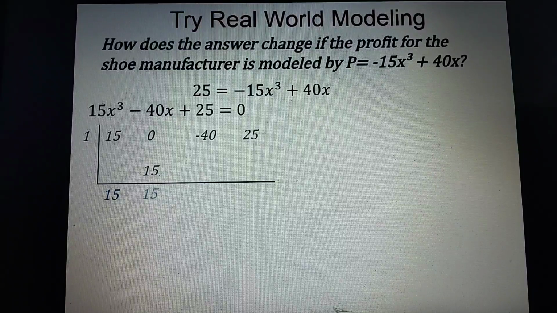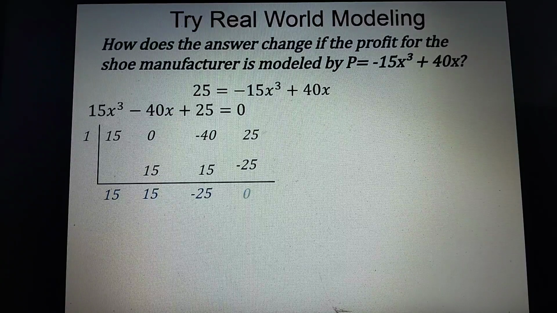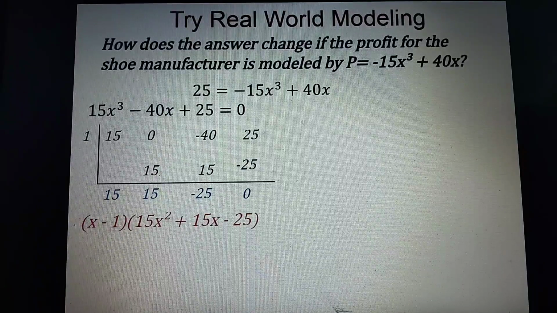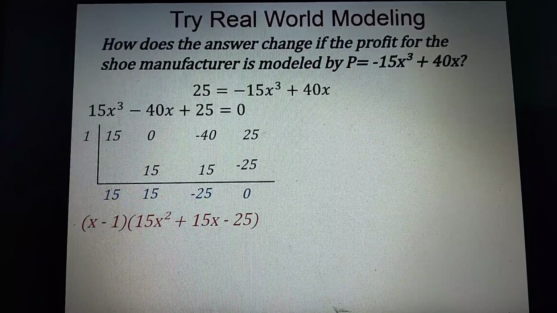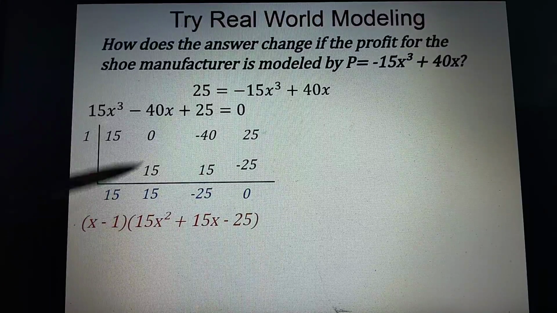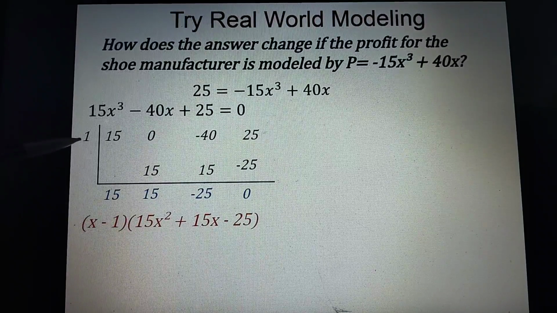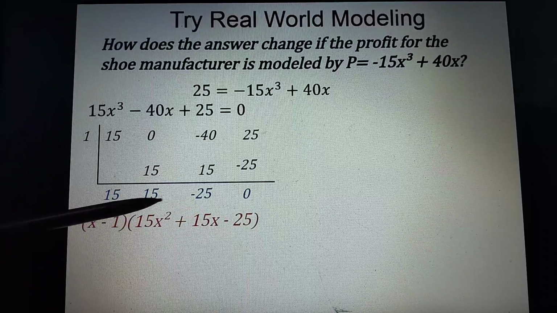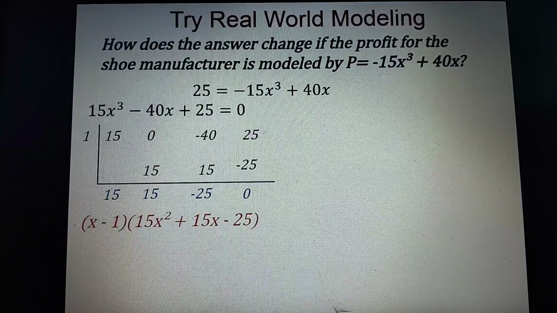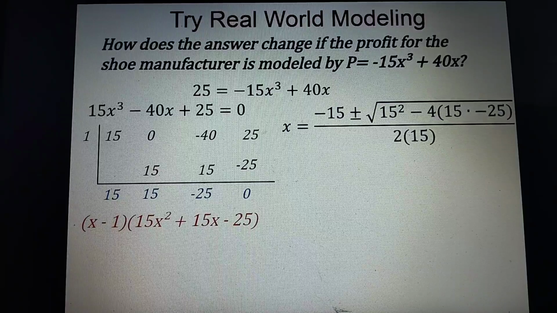Okay, do our synthetic substitution or division. Make sure it's got to be 0. Come up with our two factors. The x minus 1 comes from here. This comes from these answers. We want to see if we can factor this. This one does not factor, so we're going to do quadratic formula again.